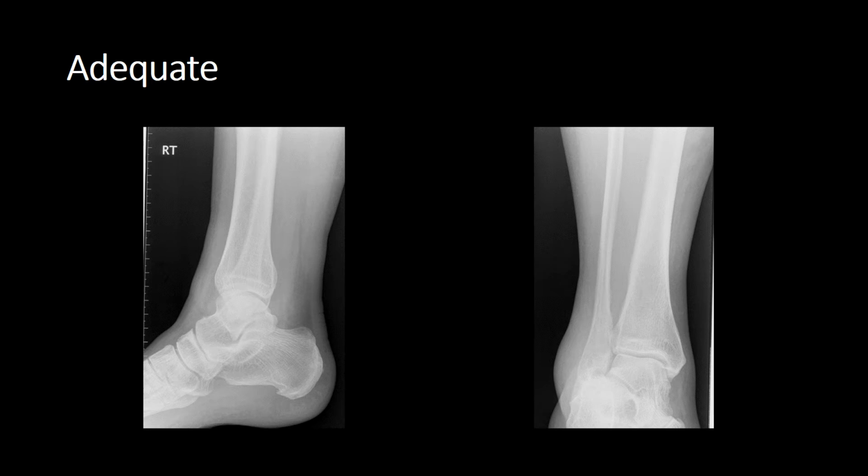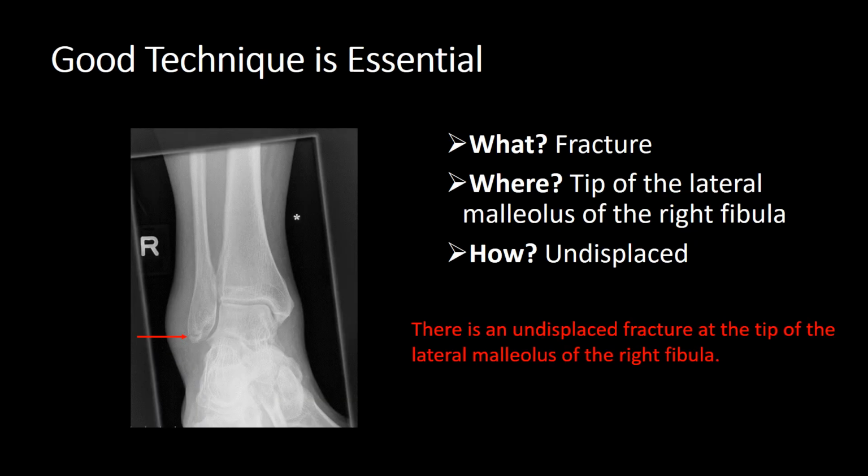Okay, now let's look at our mortise view, and this really is very poor quality. We can see that there's gross soft tissue swelling over the lateral malleolus, but we can't actually visualise the tip of the lateral malleolus because this patient has the calcaneum projecting above it. You need to do repeat views because we have to be able to visualise the tip of the fibula.